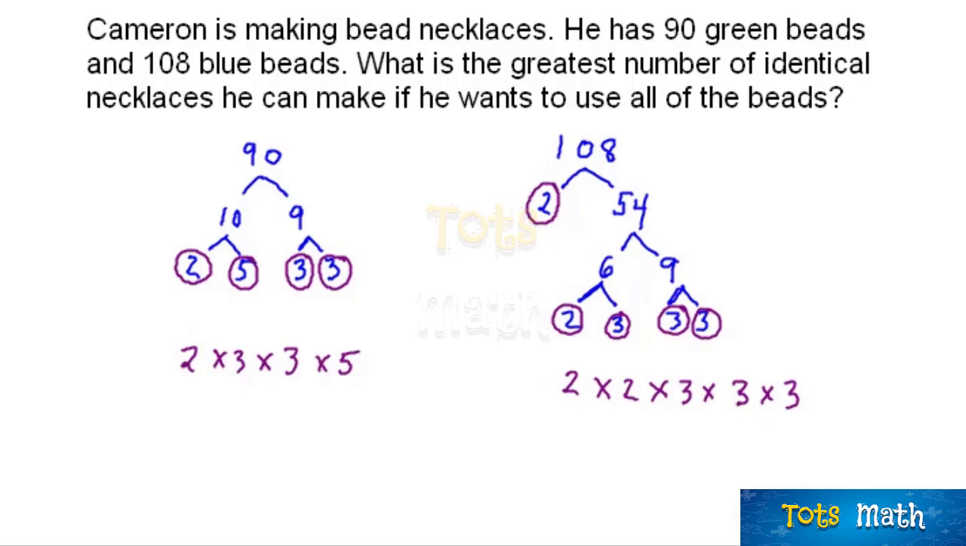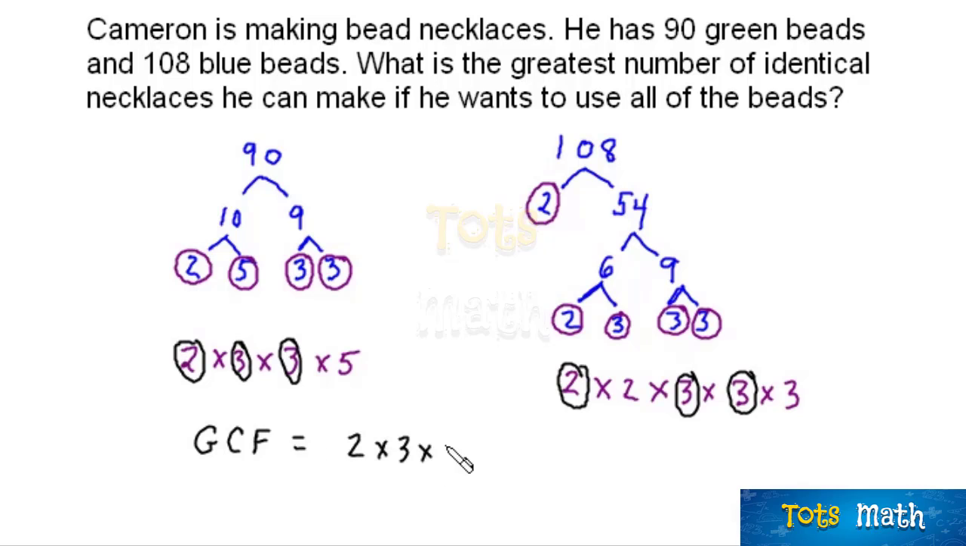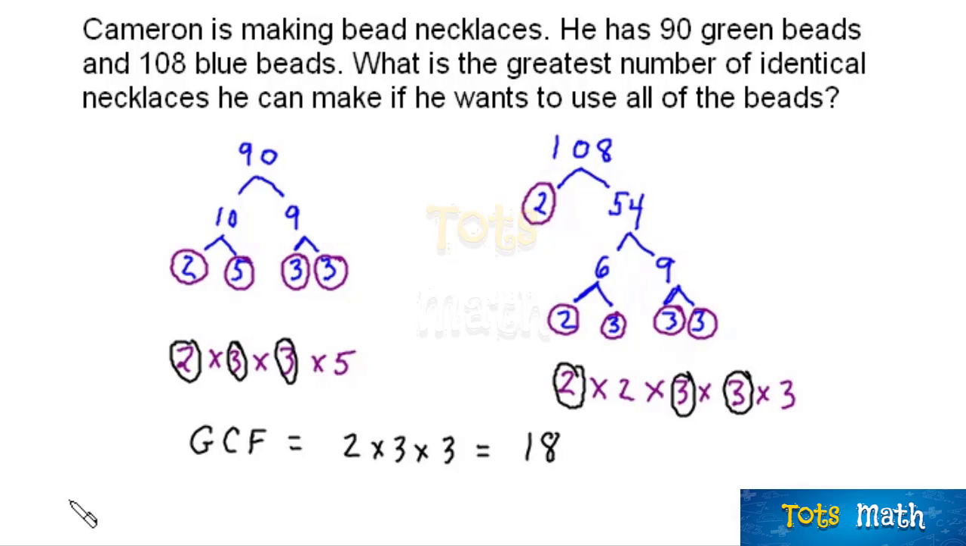To find the greatest common factor of the two numbers, we have to look for prime numbers that are common to each. Well, the number 2 appears at least once in each prime factorization, and the number 3 appears twice. So the greatest common factor is 2 times 3 times 3, which is 18. So Cameron can make 18 identical necklaces.